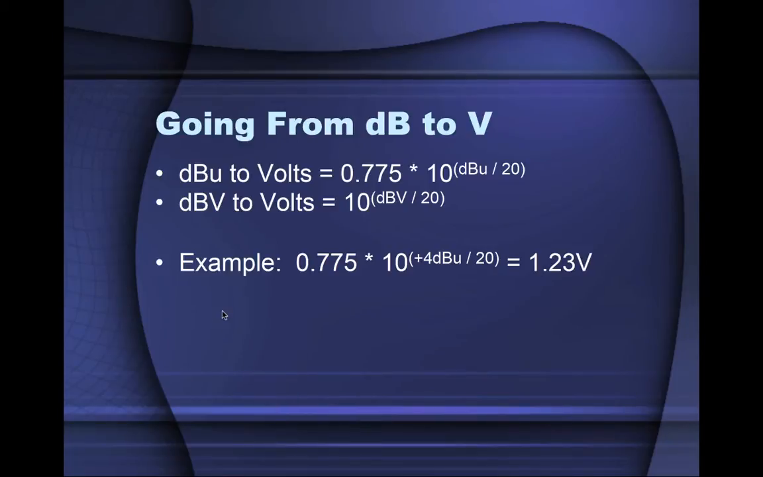Now, as an example here, let's say we wanted to convert plus 4 dBu back to an actual voltage. Well, we follow the formula here of 0.775 times 10 to the power of the dBu that we want to convert, divided by 20. So we just plug in plus 4 dBu into here, and we do 10 to the power of 4 divided by 20. Multiply that by 0.775, and you should come up with 1.23 volts.